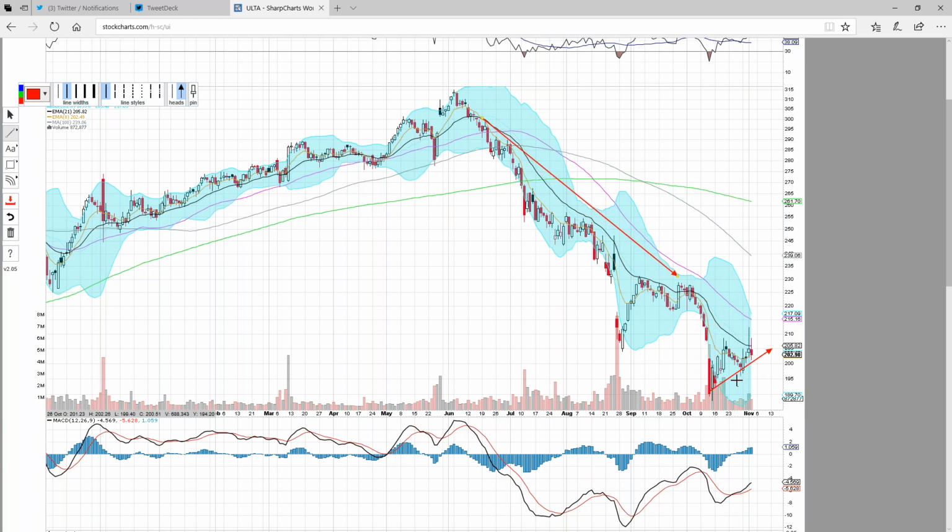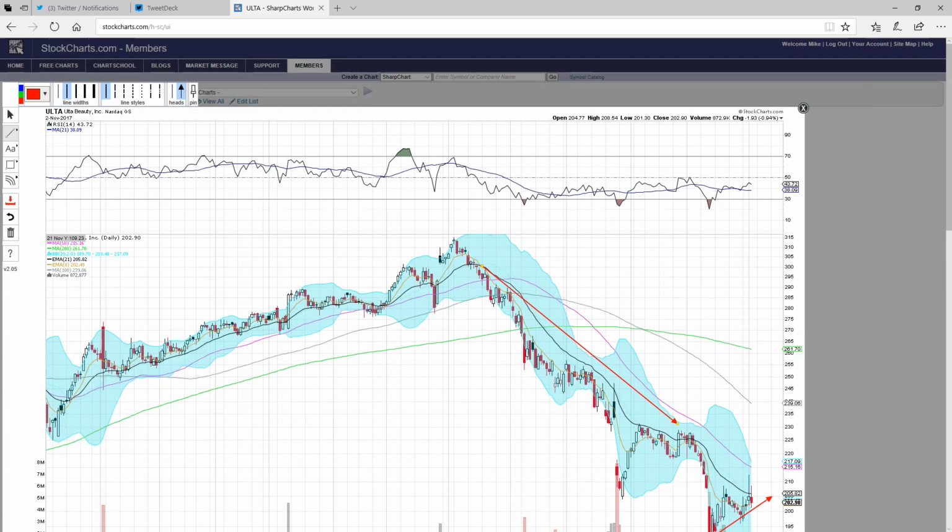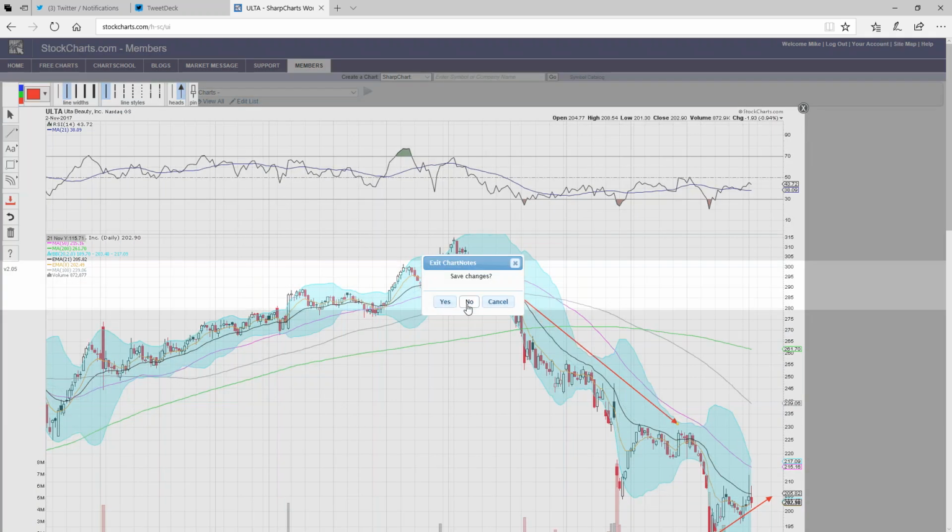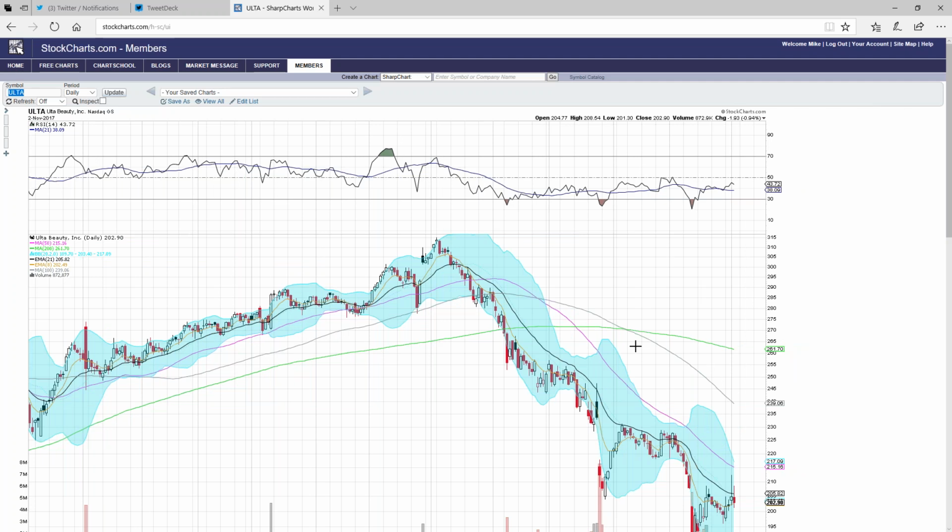So for me to really get interested in Ulta here, I would want to see some sweepers, Scott, or I'd want to close above the 21-day. Also, we filled this gap. The gap is filled in a little bit. So I think maybe it tries to run into earnings. I could watch it, but I don't have a strong or compelling interest in it right now, especially with all the Amazon news out there about getting into beauty.